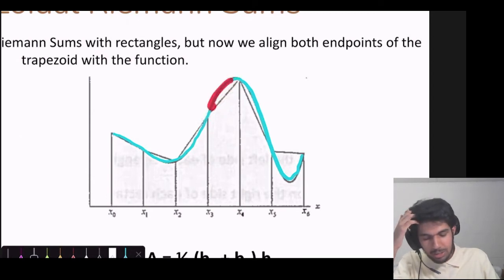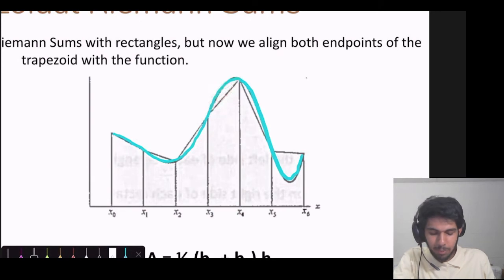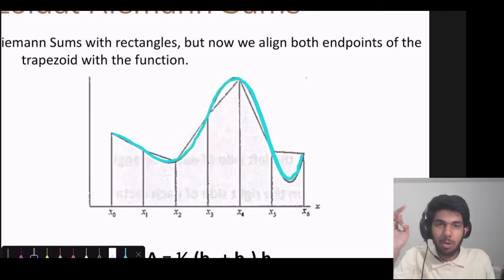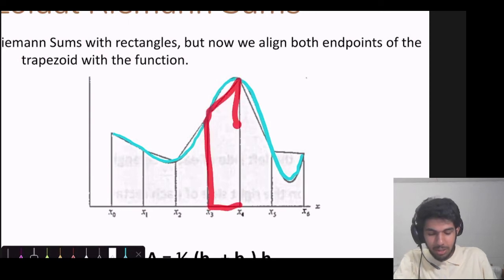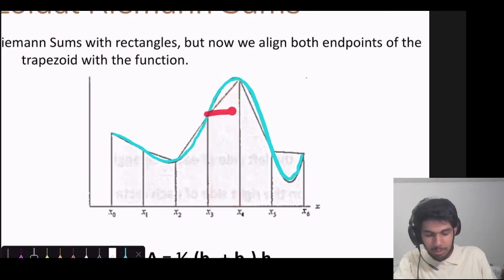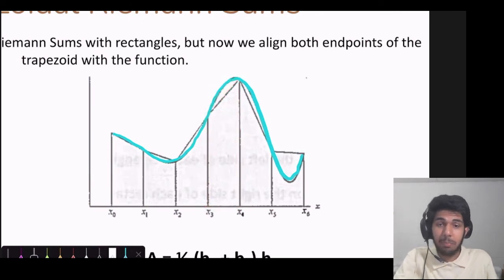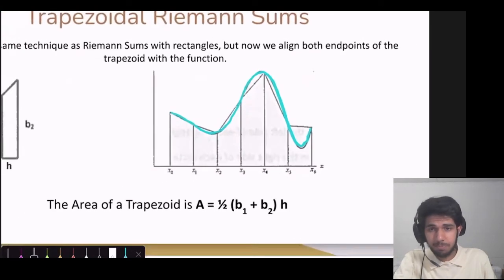And we can see that, yes, we still underestimate at points and we still overestimate, but the amount that we underestimate or overestimate is severely reduced. If we did a left Riemann sum, then this trapezoid right here, if it was a rectangle, would look like this. And we would be missing out on all of this area. With the trapezoid, we only miss out on that area. So it's a much better approximation.